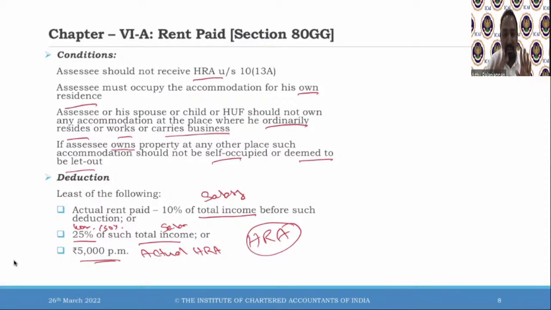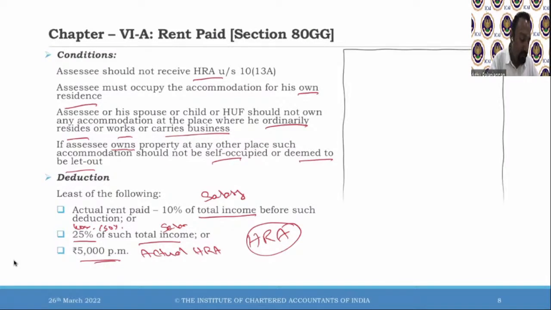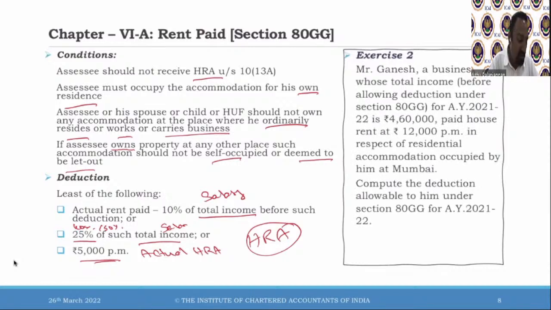Similar to your HRA, you have another provision for calculating rental benefit. What is that? Actual rent paid minus 10% of total income before this deduction, since you are not only earning salary. Similarly, instead of 40-50% of salary, it is 25% of your total income. And finally, instead of actual HRA, it is 5,000 per month. So least of the following. This is how you calculate 80GG. So we'll see an exercise in this also.